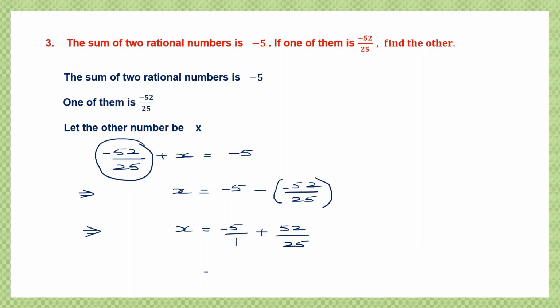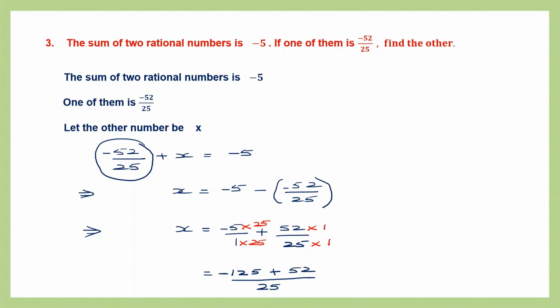So now here I can find the LCM. LCM is 25. And let's carry on here. 1 into 25 is 25. Minus 5 into 25. 25 5s are 125. So this is minus 125. Plus the other rational number, denominator is 25 into 1. So 52 into 1. So this is 52.